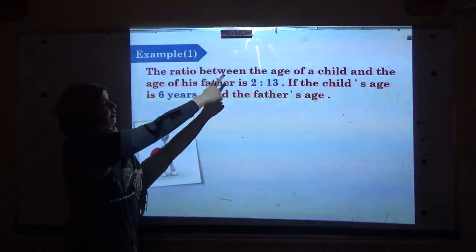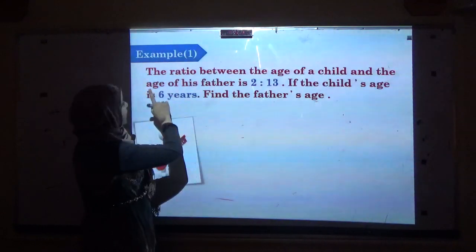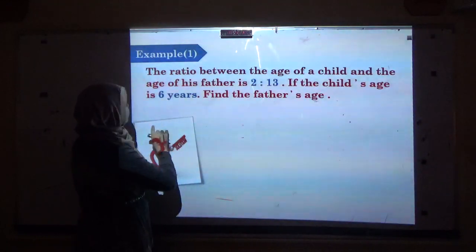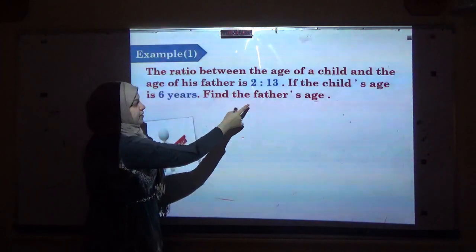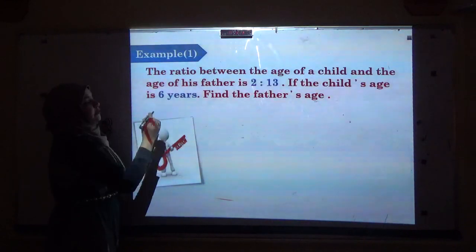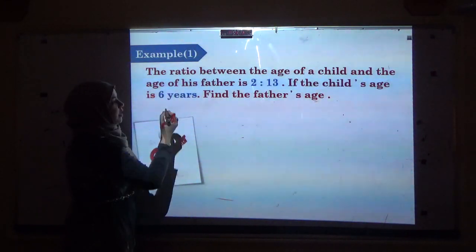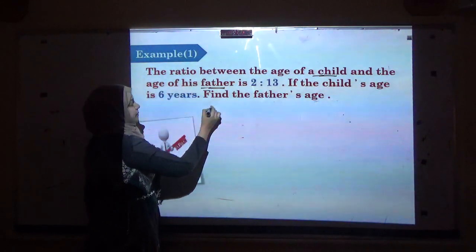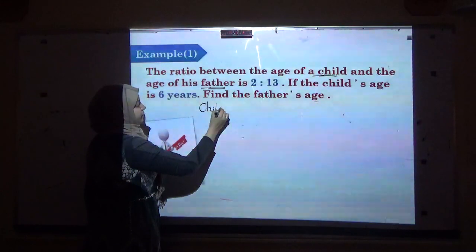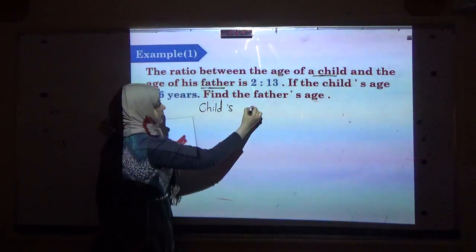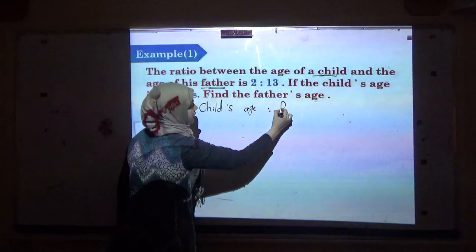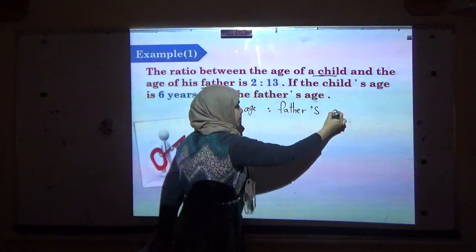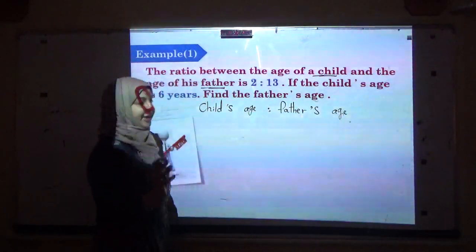The ratio between the age of a child and the age of his father is 2 to 13. If the child's age is 6 years, find the father's age. Here, the first step we should write the names. He wanted the ratio between child and his father. So, child's age to father's age. So the first step, write the names.